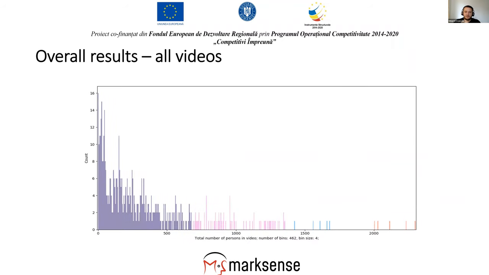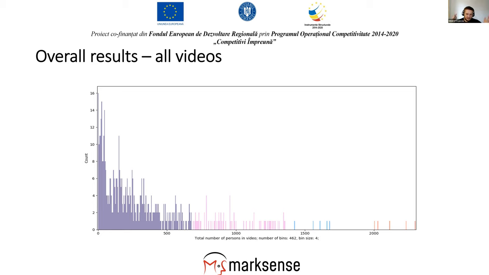Here is a histogram of the total number of people that we plotted. And we can see that there might seem to be some anomalies for videos with more than 1,000 people detected. That was our initial assumption. But later we realized that these videos have outdoor activities with crowds and many people. Also, our proposed method tends to overestimate the number of people. So these detections are not erroneous. There are just very many people in those videos.